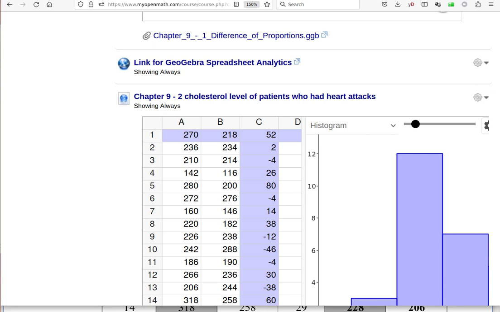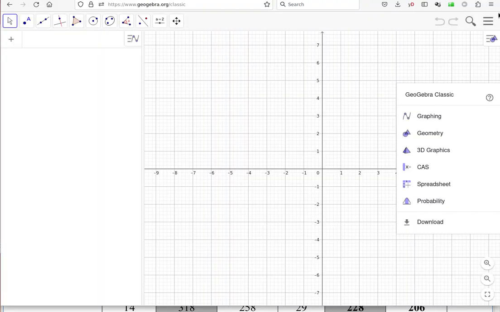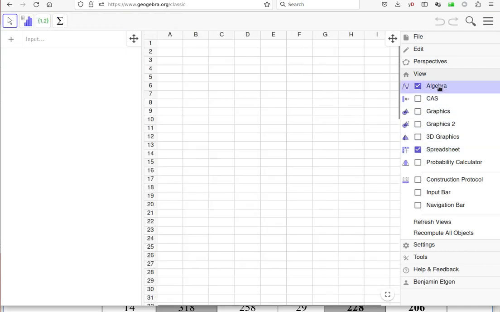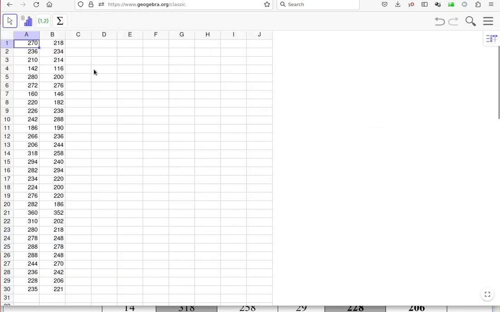So let's go into our apps. Let's select those two columns of the cholesterol data. Let's copy. Then go into GeoGebra. Let's turn on spreadsheets, turn off graphics and algebra, and let's paste in that data. Looks like we got all 30 data points.